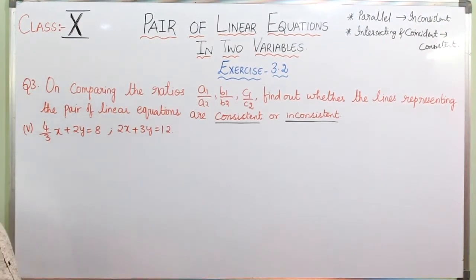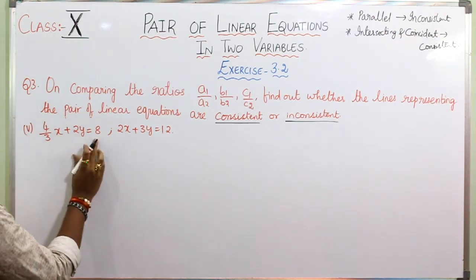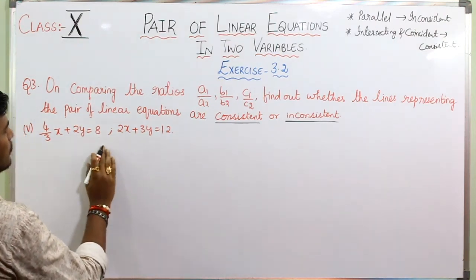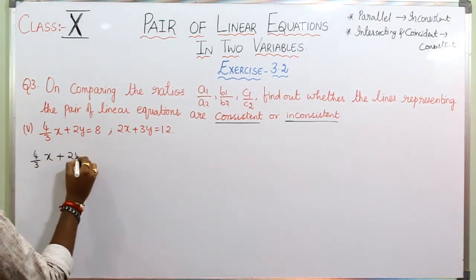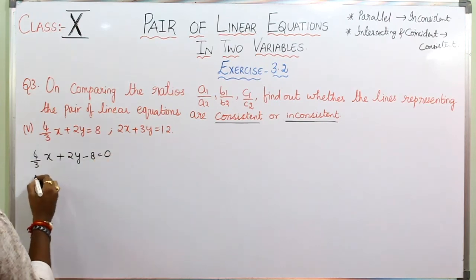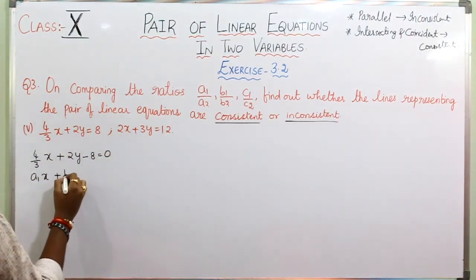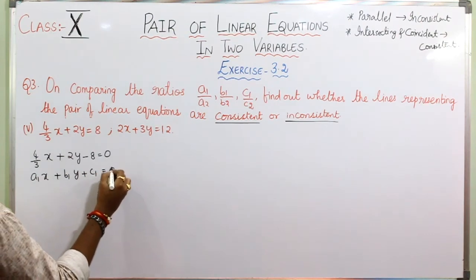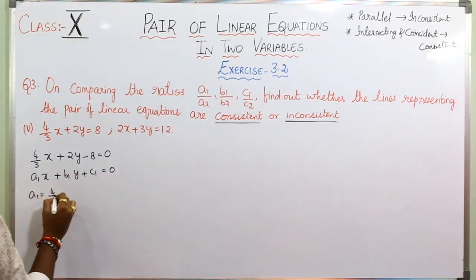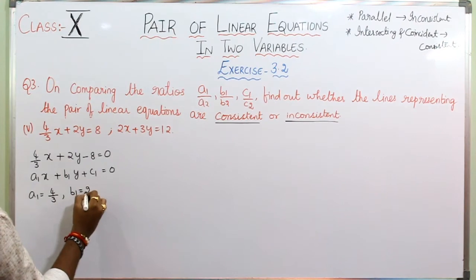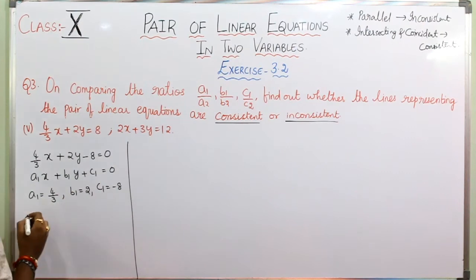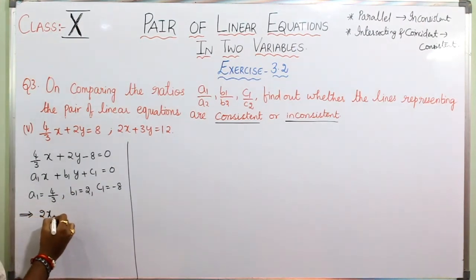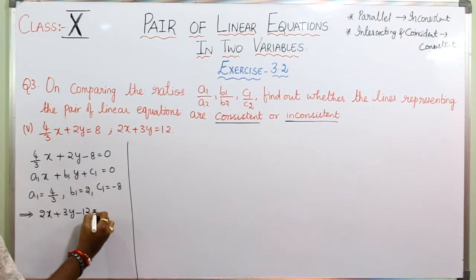Now the last problem of this third question, that is 4 by 3x plus 2y is equals to 8, 2x plus 3y is equals to 12. So again consider the first equation. 4 by 3x plus 2y minus 8 is equals to 0. Compare it with a1x plus b1y plus c1 is equals to 0. We will get a1 is equals to 4 by 3, b1 is equals to 2 and c1 is equals to minus 8. Now consider the second equation, that is 2x plus 3y minus 12 is equals to 0.